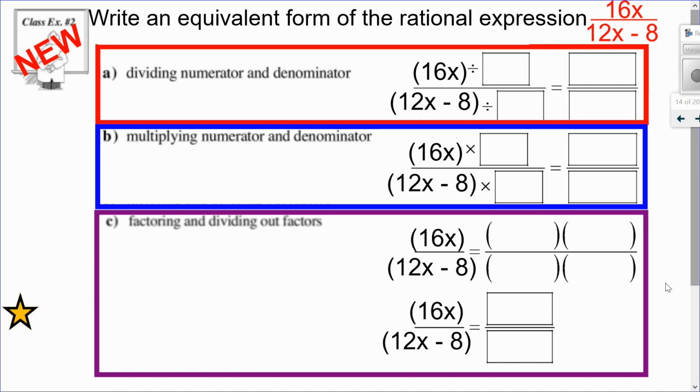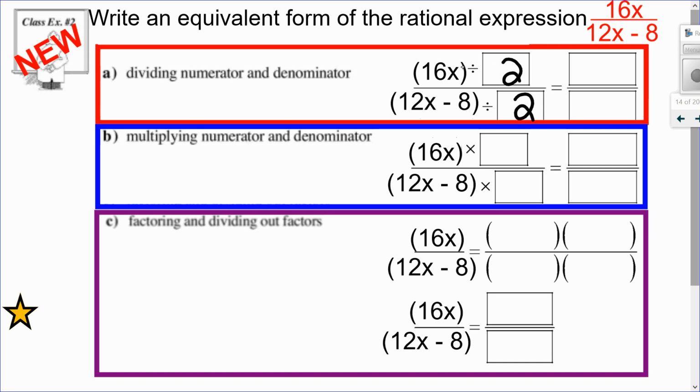I have a new one that I want you to do, so you can replace the one that's in your workbook. I'd like to write an equivalent form of the rational expression 16x over 12x minus 8. So the first one I want to do is by just dividing the numerator and denominator by something. Let's divide it by a number. Let's divide it by 2, for example.